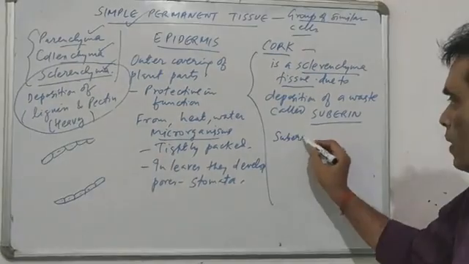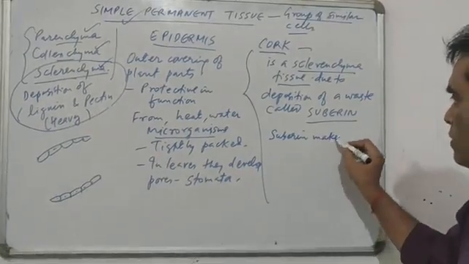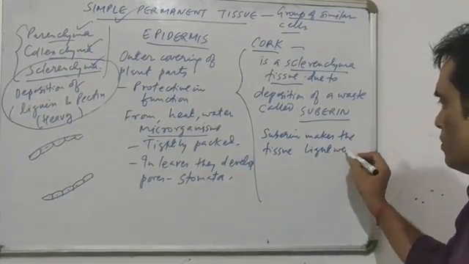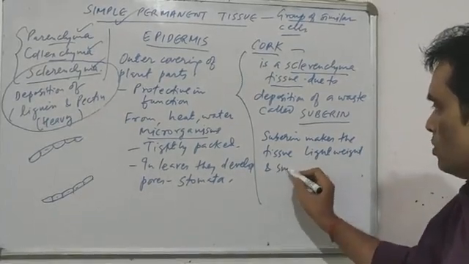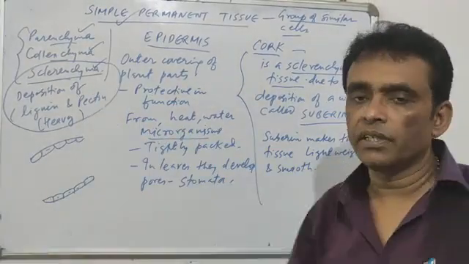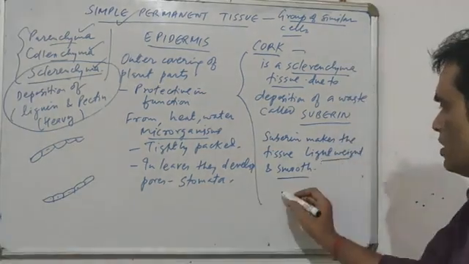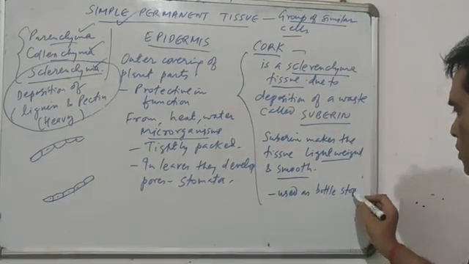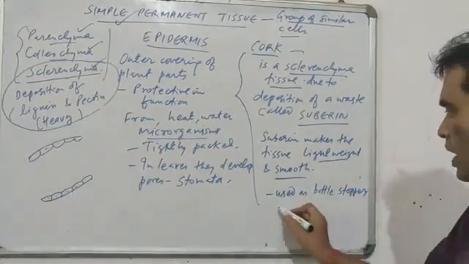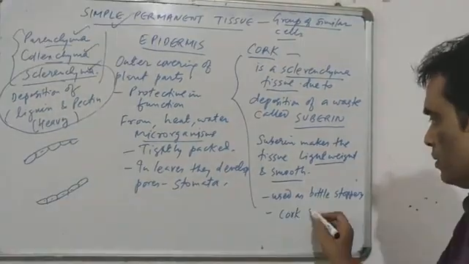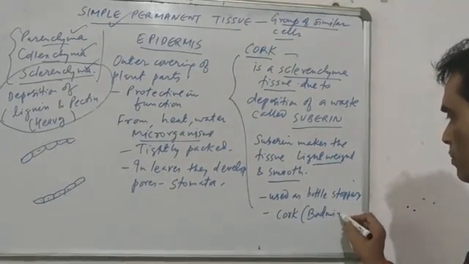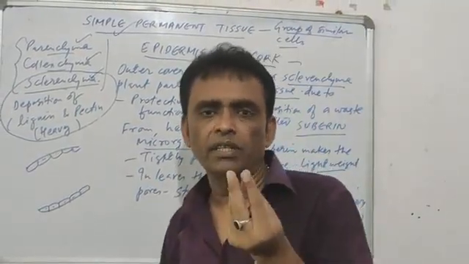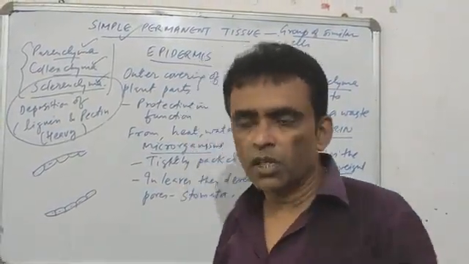Suberin is such a waste material that it makes the tissue lightweight and smooth, not heavy and rough like lignin and pectin. That is the speciality. You can see it is used as bottle stoppers. बहुत सारे bottle में वो cork लगा होता है, या आपने देखा होगा वो जो cork आप खेलते हैं badminton में, जिसमें feather लगाया रहता है नीचे जो होता है. How much lightweight it is, it floats on water. So that is made up of cork.